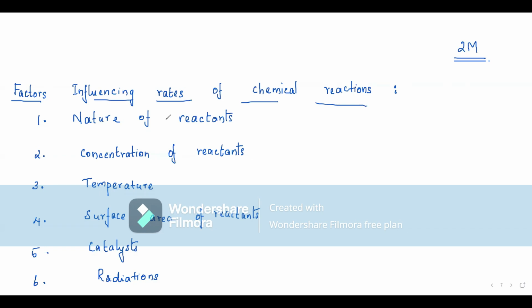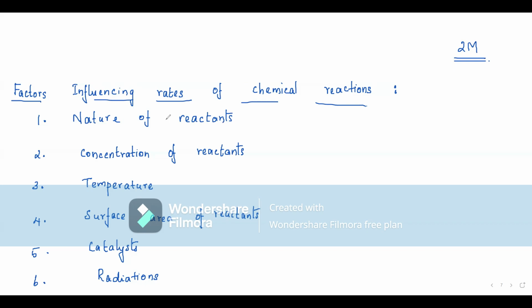One is nature of reactants. Here, our chemistry lab experience can be used. Some of the reactions are very quick. In the beginning of this session, I told you, AgNO3 when added to a sodium chloride solution, right? Before you finish the addition of AgNO3, you get to see the result, which means that reaction is very fast.